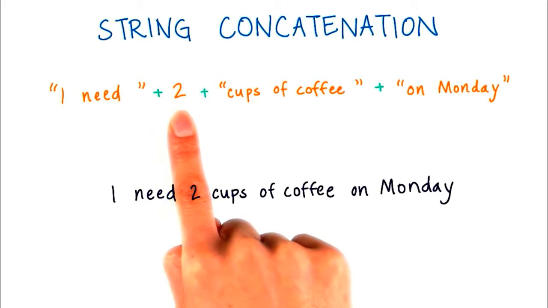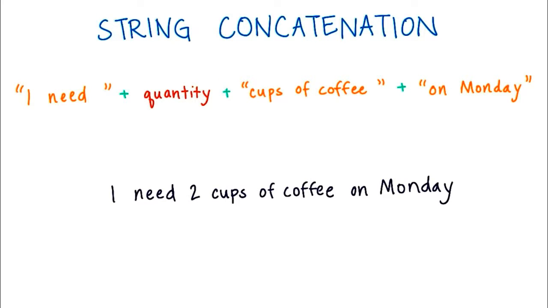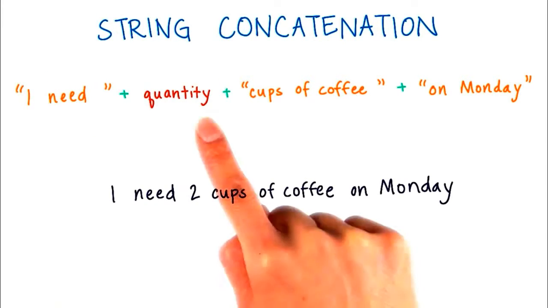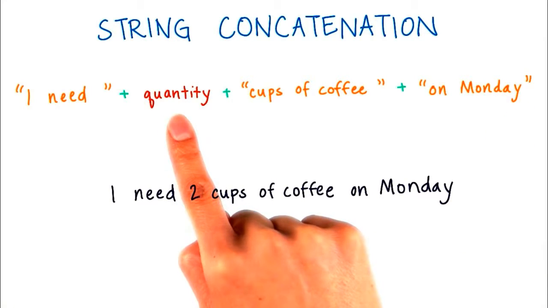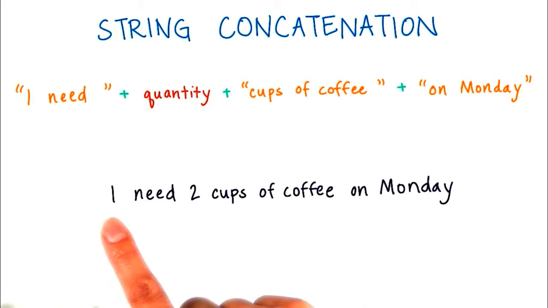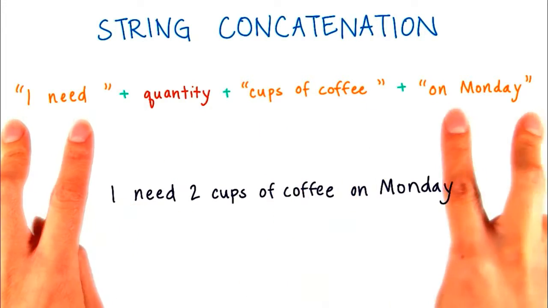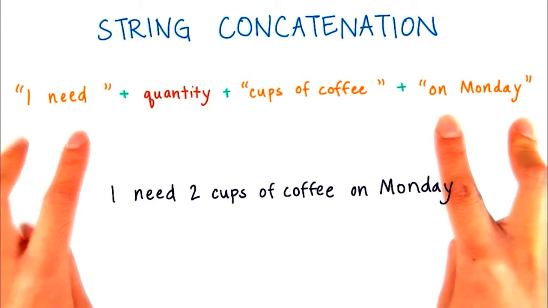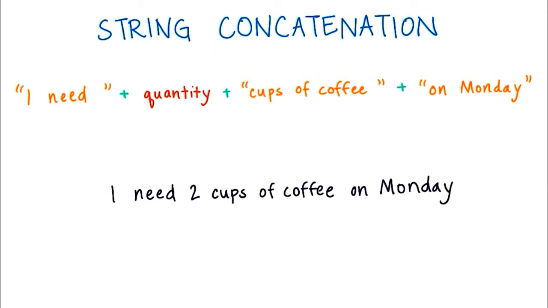So instead of a literal value here, we can change it to be a variable. Now I've removed the 2 and replaced it with a quantity variable. So when we evaluate this expression, we'll always get the latest value of the quantity variable. If the variable is holding the value 2, then it'll pronounce something like, I need 2 cups of coffee on Monday. So these parts of the string stay constant and they don't change, whereas the quantity is free to change and we'll always get the latest value.